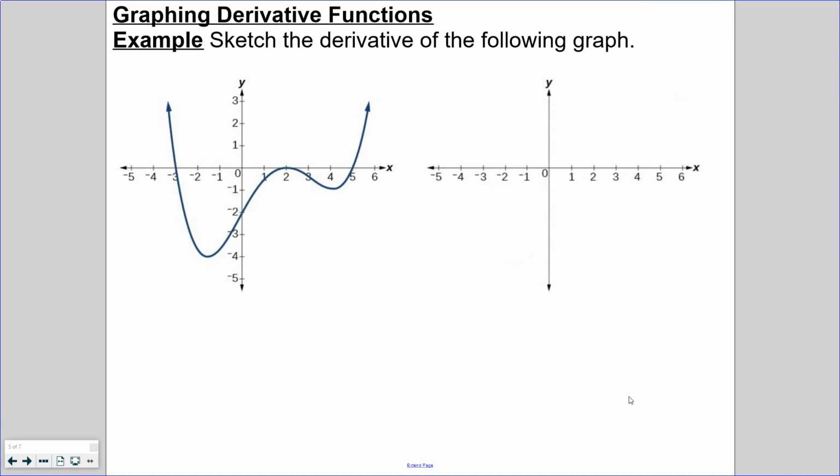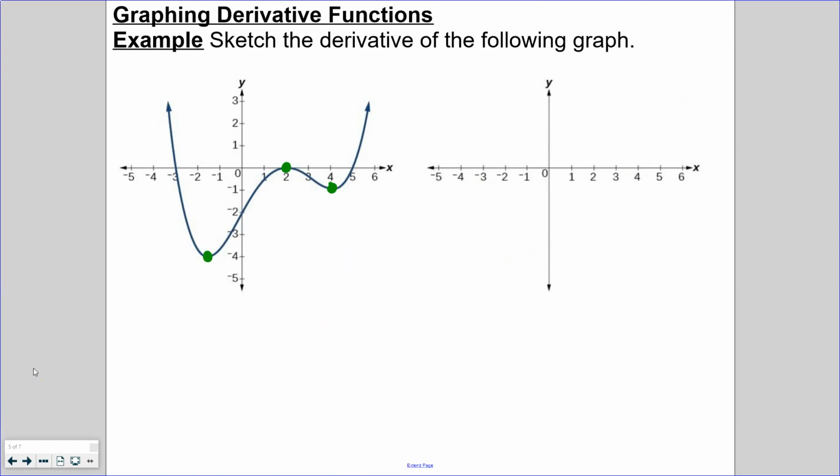So we want to sketch the derivative of the following graph, and we're given a graph. It looks like it's going to be a polynomial of the fourth degree because it has 3 turning points. So how do we start off by sketching this? Well, first we want to identify the turning points. We can see we have a turning point at x equals negative 1.5, a turning point here at 2, and a turning point here at 4.